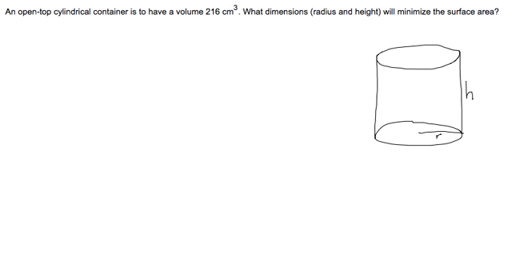Okay, we want to minimize surface area. So that's going to be our objective function. You could call it S or A, whichever. And the volume has to be 216, so that's going to be my constraint. Volume of a cylinder is area of its base times the height. That's any prism. So area of the base is a circle, so pi r squared times the height h.